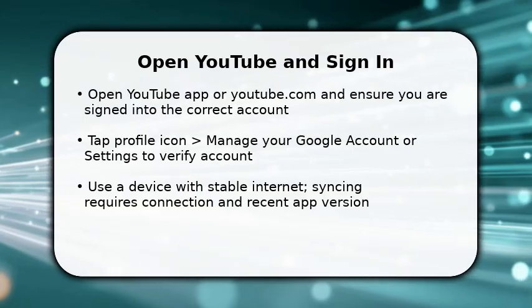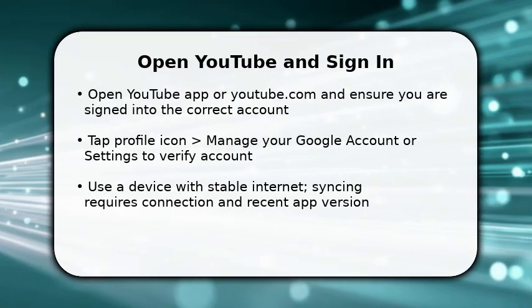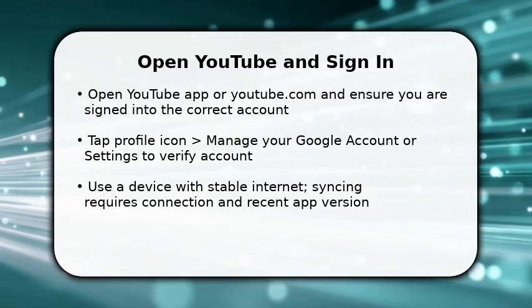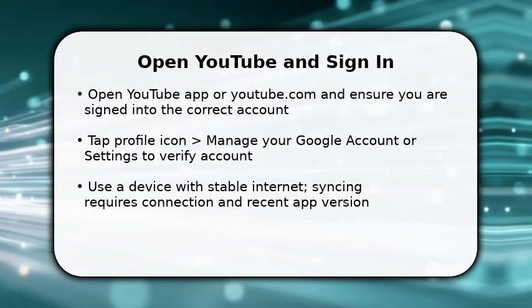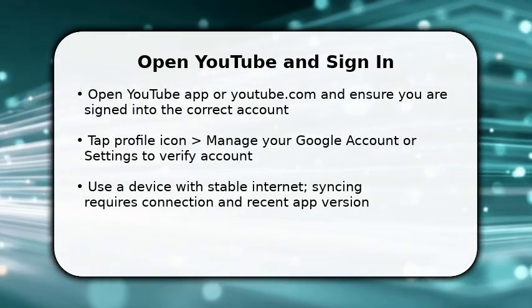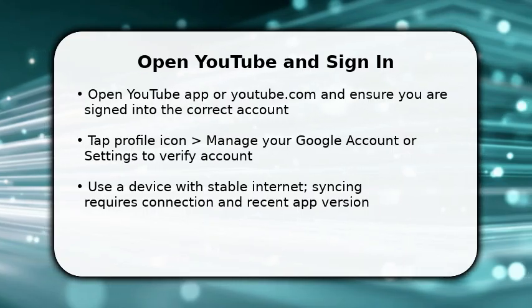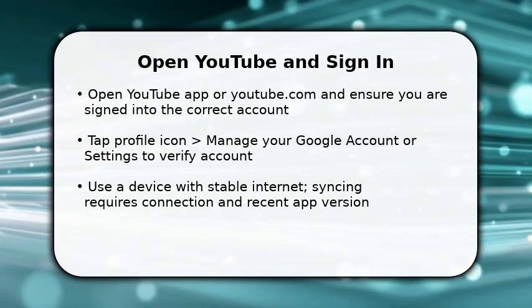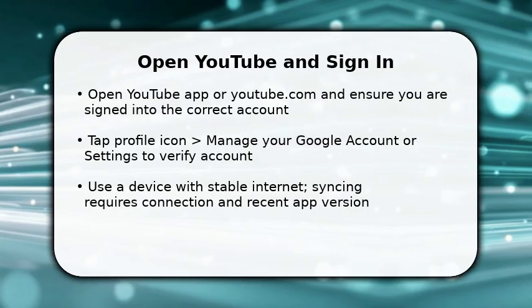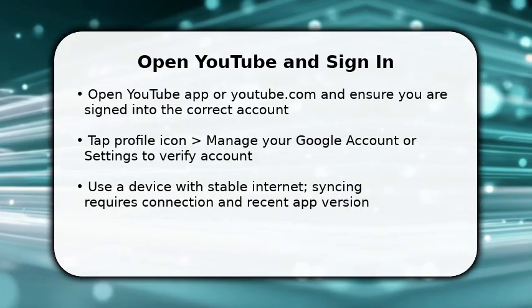You start by opening YouTube and making sure you're signed into the exact account whose search history you want to reset. Once signed in, tap your profile icon and go to Settings or Manage your Google account to confirm account details. This prevents clearing the wrong profile. Make sure the app is updated and your connection is stable, because history changes sync across devices.